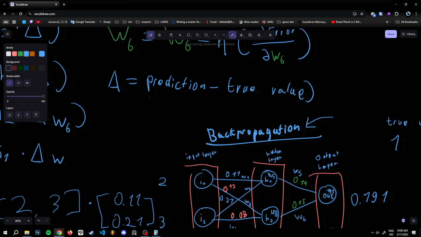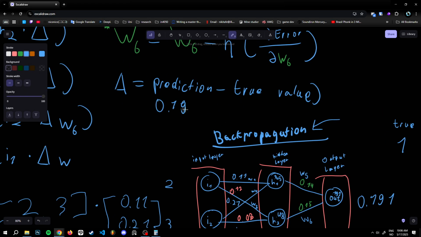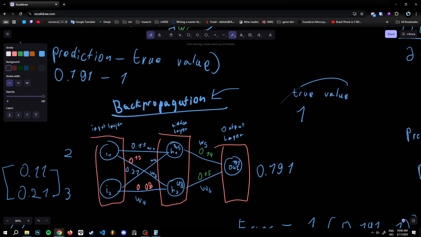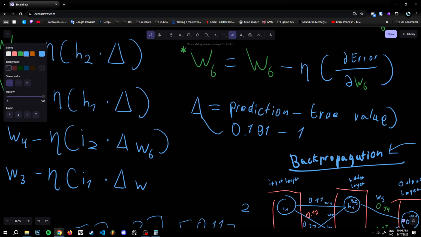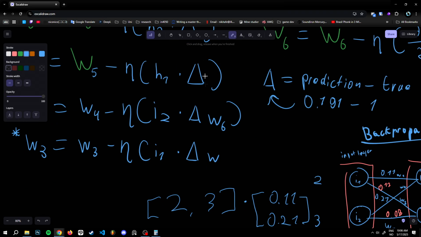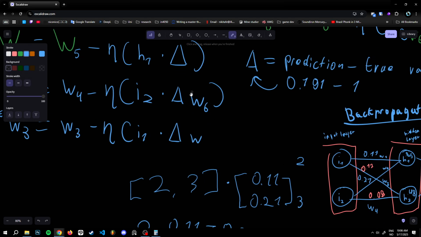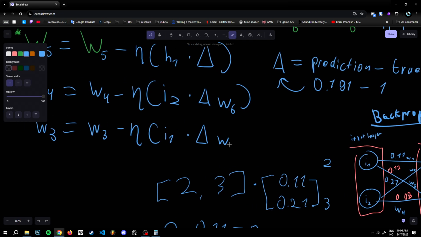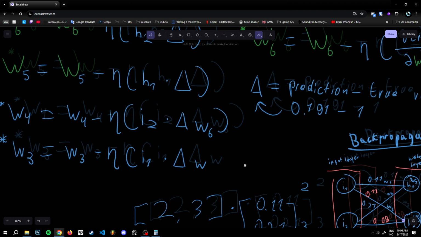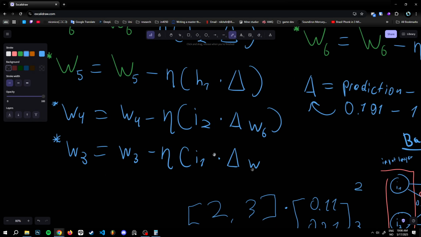So in our case it was 0.91 minus 1, right? Prediction minus true value. Remember, this is the delta. It might be a bit misleading, I'm not even gonna lie. Usually I come from the fact that deltas are derivatives, but it's completely fine. I guess they choose their own notation. Oops, this is wrong.